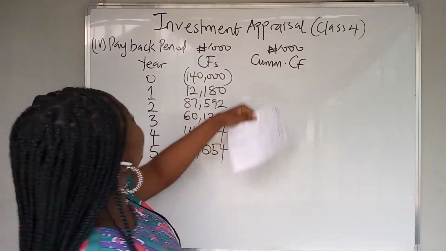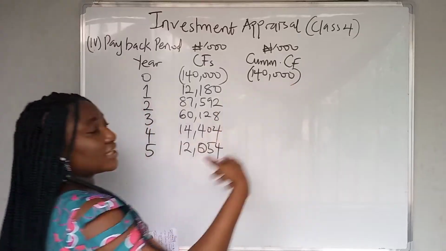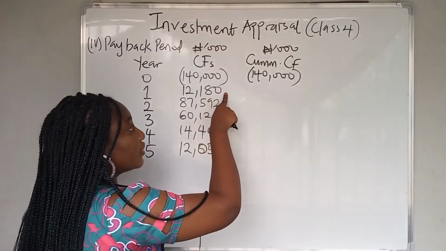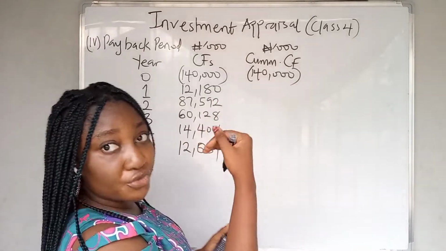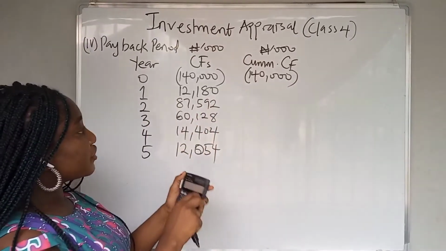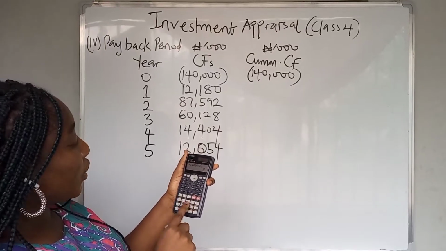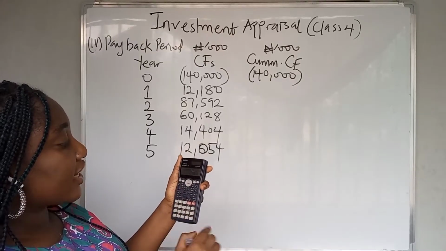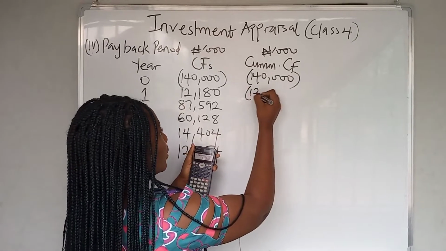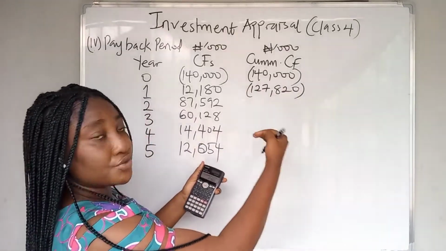So your cumulative cash flows, so by year 0, negative 140,000, because nothing has been gained. But by year 1, this 140,000 will change. It will reduce. I mean, the negative 140,000 will reduce. So that's minus 140,000 plus 12,180, and that gives you minus 127,820. That's the cumulative. You can see it's reducing, right?